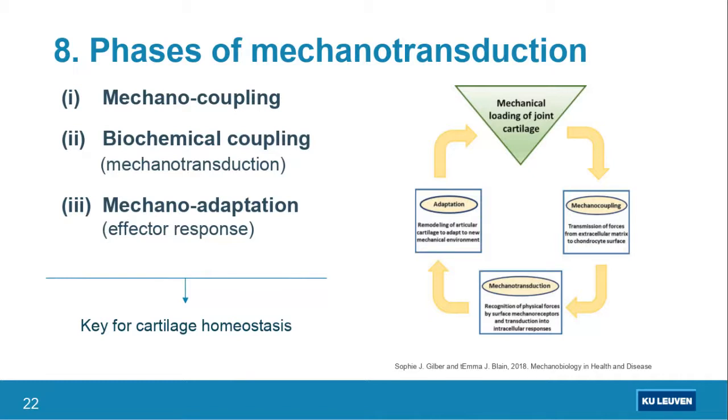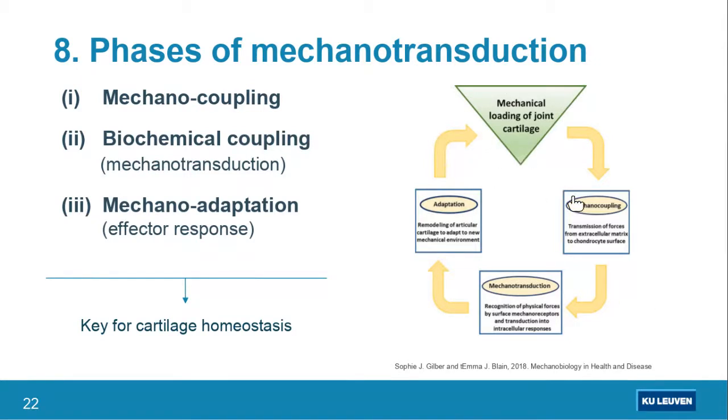So the first one is mechanocoupling. The second one is biochemical coupling, which is also known in literature as mechanotransduction per se. And then we have the mechano-adaptation, sometimes known as effector response. So here in this scheme, again, you can see how these different phases occur during the whole process of mechanotransduction.